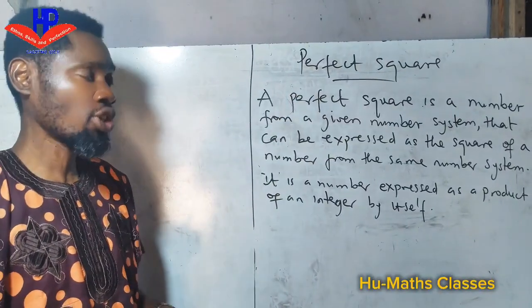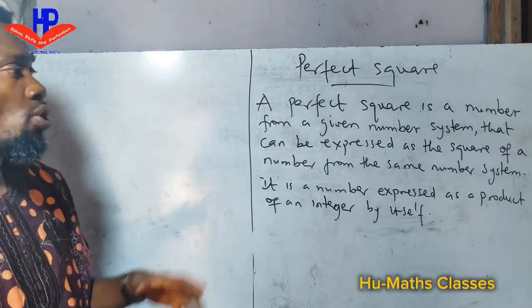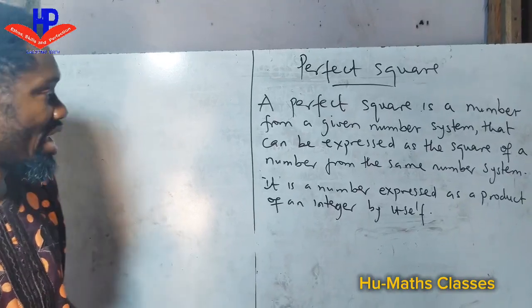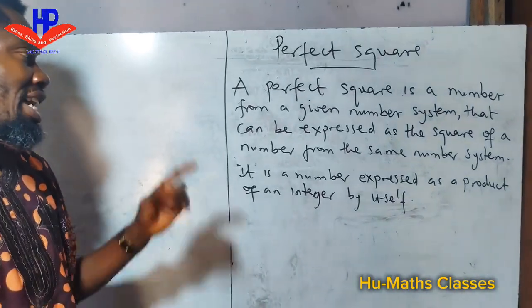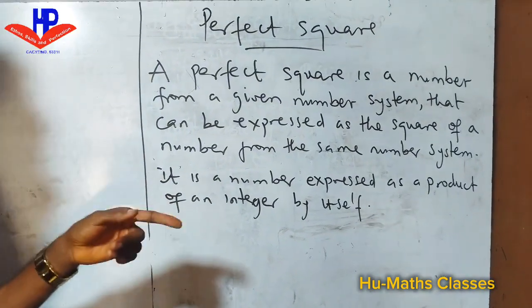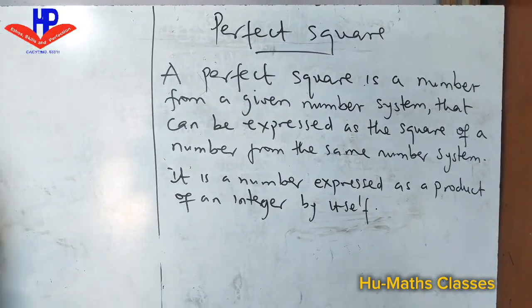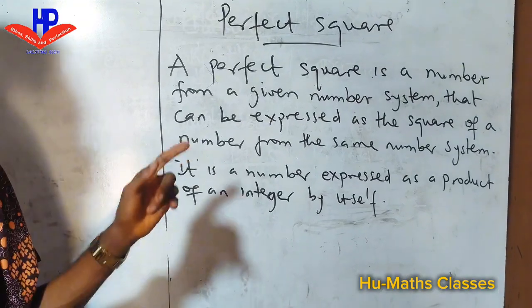Okay, let's look at perfect squares today. A perfect square is a number from a given number system that can be expressed as the square of a number from the same number system. It is a number expressed as a product of an integer by itself.